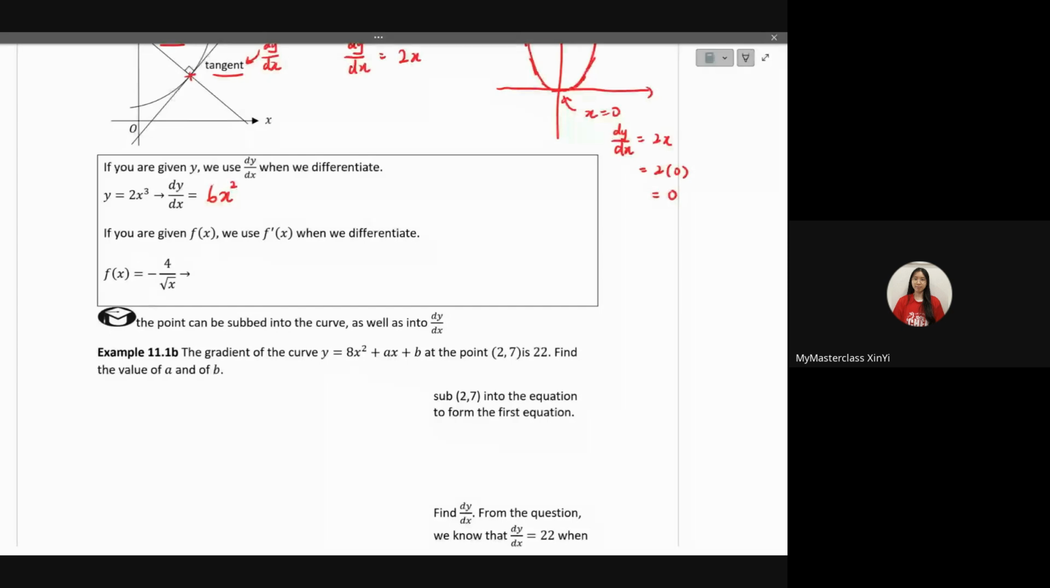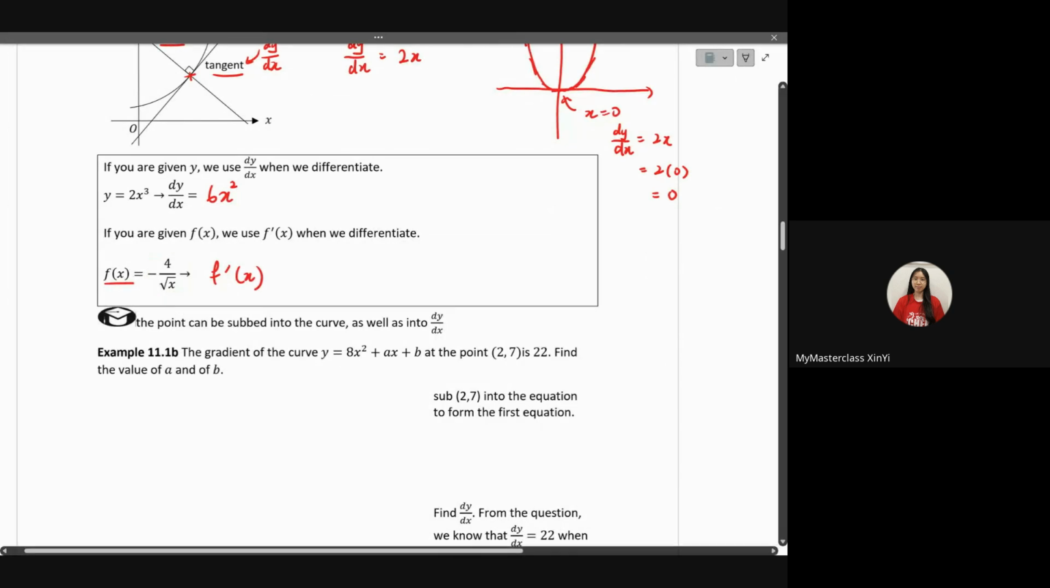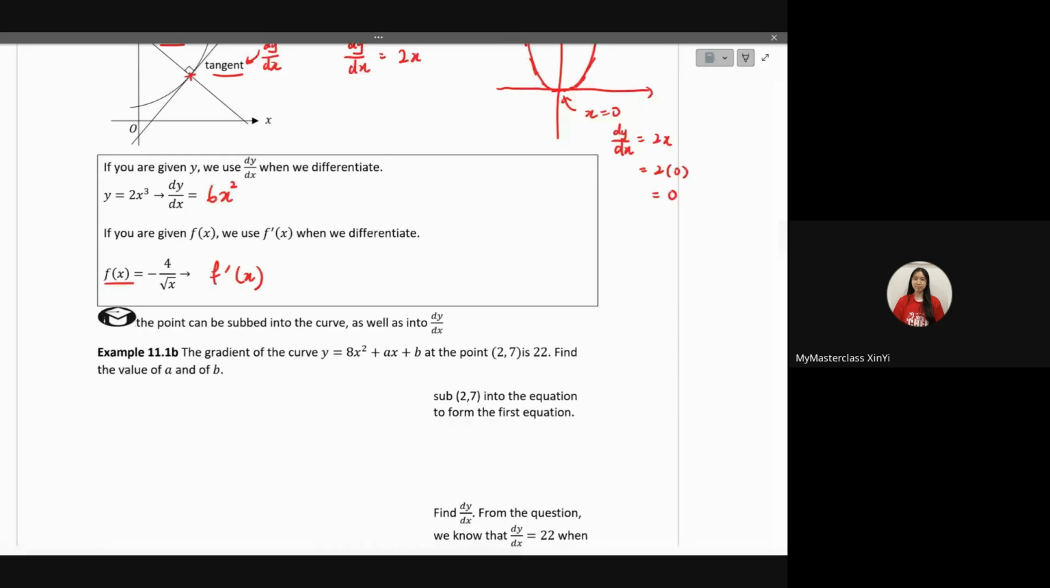And then just now like I said, if you're given in a different form, f(x) instead, when you differentiate, you put it as f'(x). So different forms of presentation. But before you differentiate, make sure you put it in a form that's easier for you to differentiate first. So this root x is x to the power of half. Then I put it up, so it becomes -4 x to the power of -half like this first. I put it here first because I haven't differentiated. I'm just re-expressing this first.